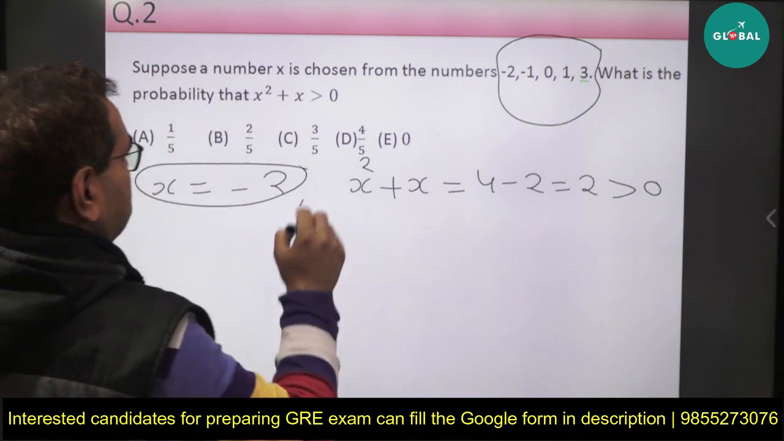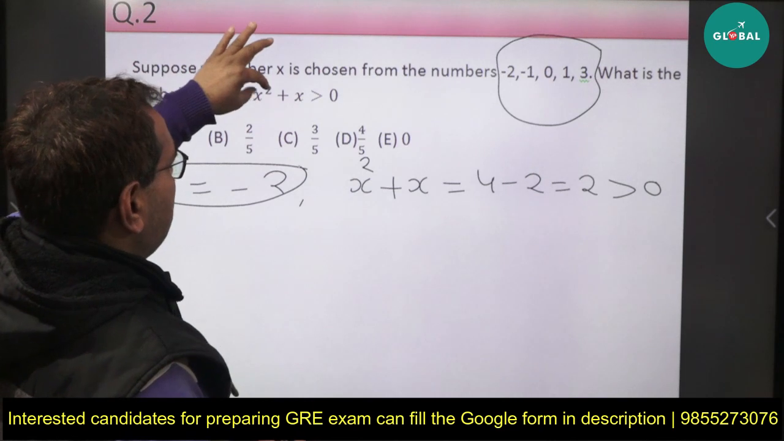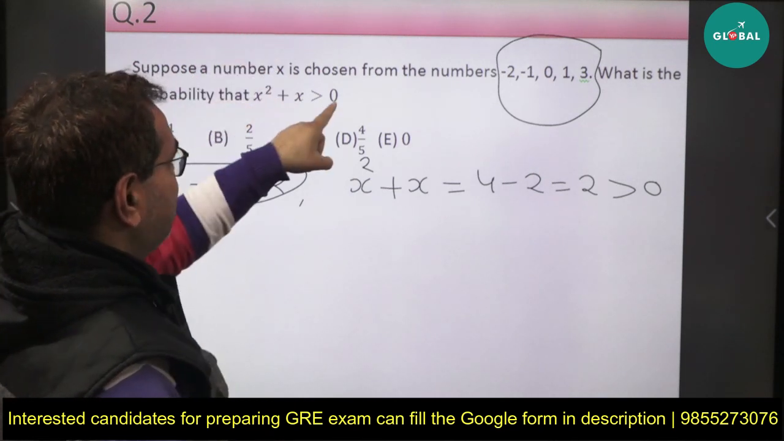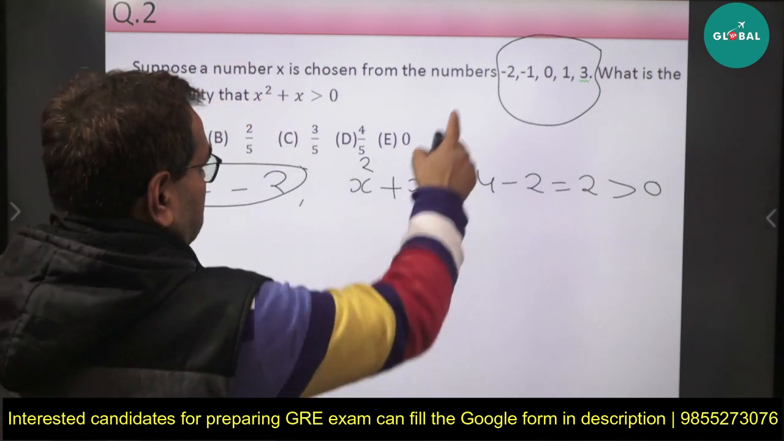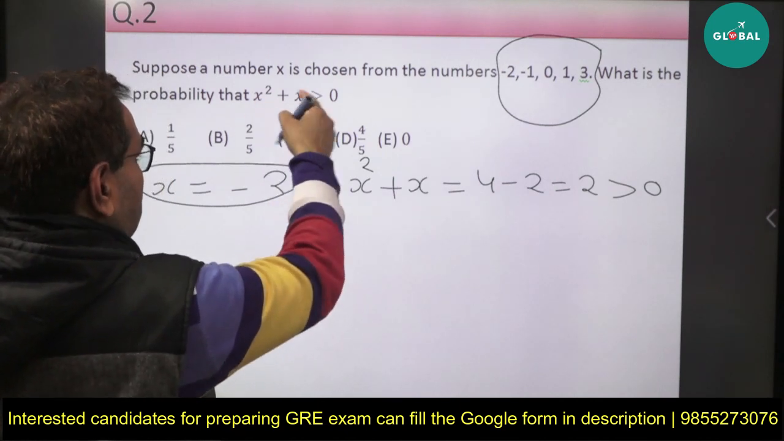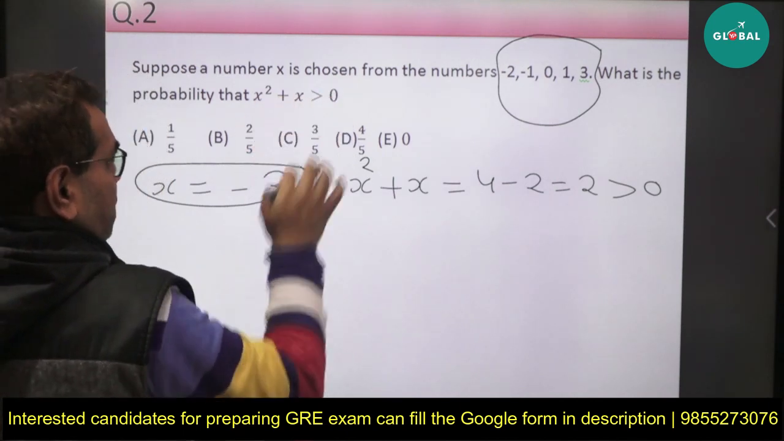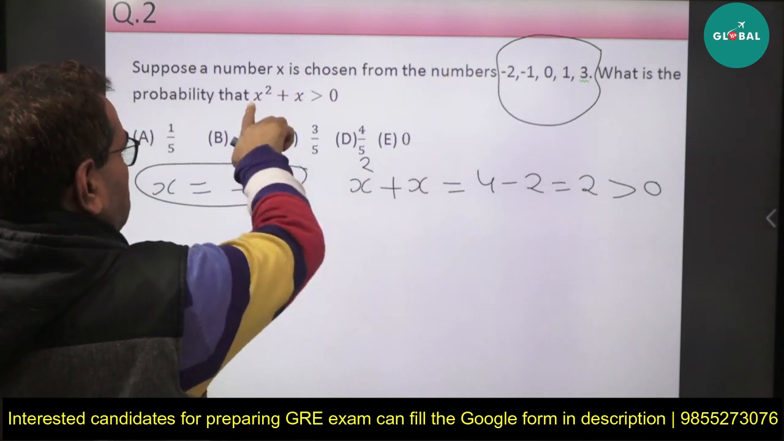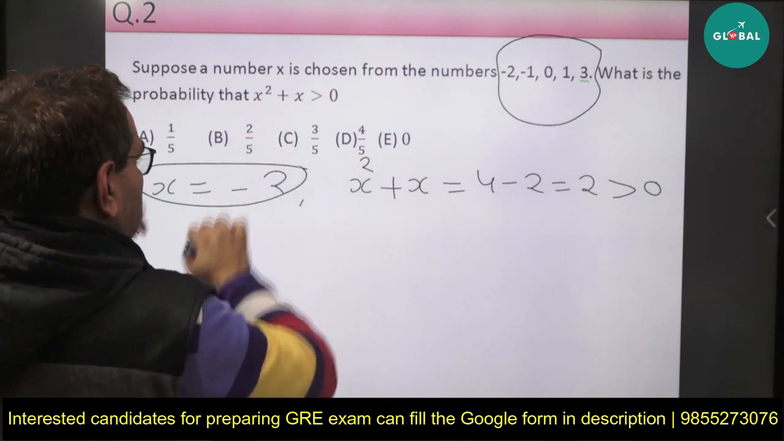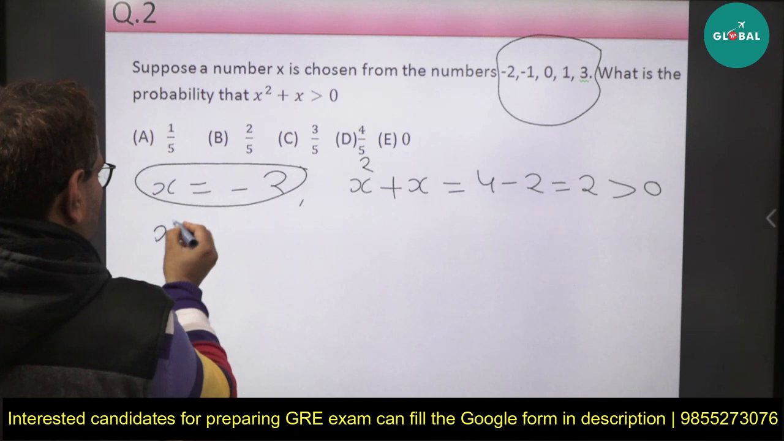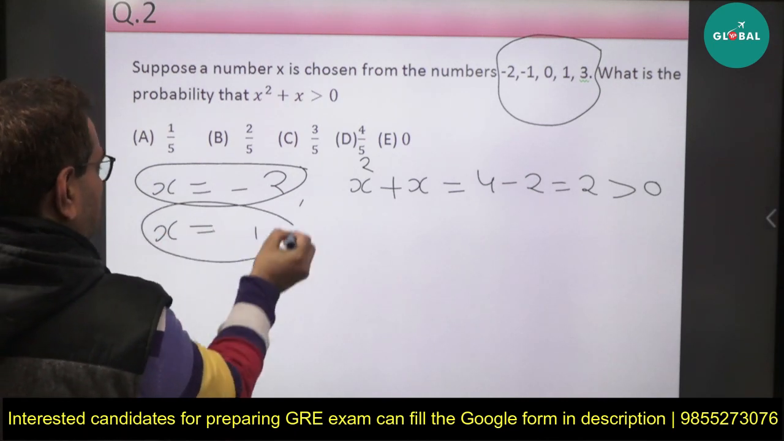Now we take -1. So -1 square plus -1 is 0. That is not greater than 0, so not in favor. Then if we take 0, 0 plus 0 is 0. It is not greater than 0, so not in favor. If we take 1, so 1 square, 1 plus 1, 2. So it is greater than 0. So x equal to 1 is a favorable outcome.